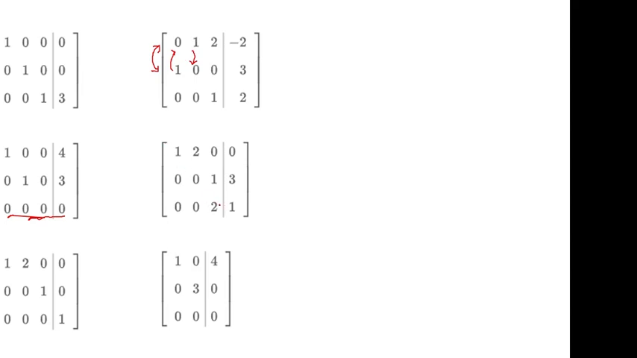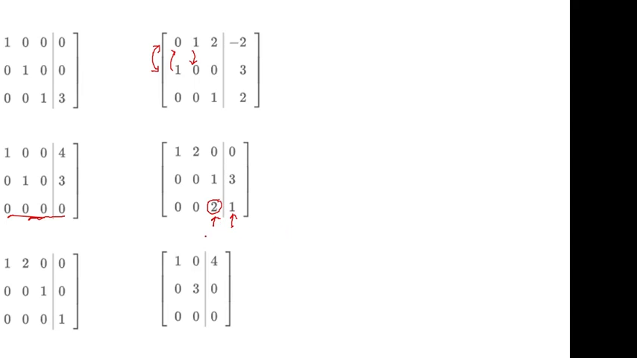This one's not in reduced row echelon form because here we have a leading 2, and also we don't have a 0 below this 1. So if we multiplied this middle row by -2 and added it to the third row, that would put a 0 here, and then do whatever is necessary to put a 1 here.